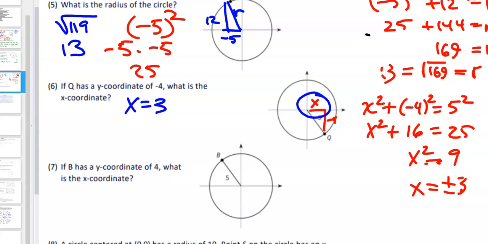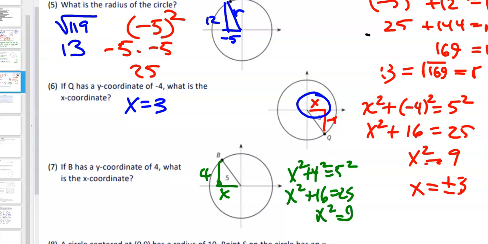Problem number 7, drop down the y and the x with the right triangle. This time y is positive, and we look at the x value. The x value in this problem is actually negative since we are in the second quadrant. So x squared plus 4 squared equals 5 squared. So x squared plus 16 equals 25. So x squared is equal to 9, so x is equal to plus or minus 3. And again, because we are in the second quadrant, the x value will be -3.